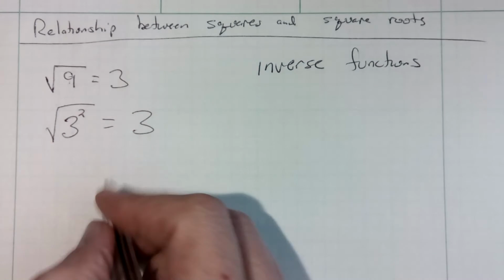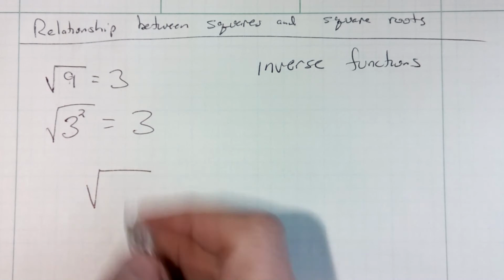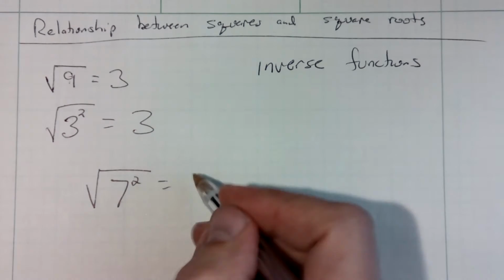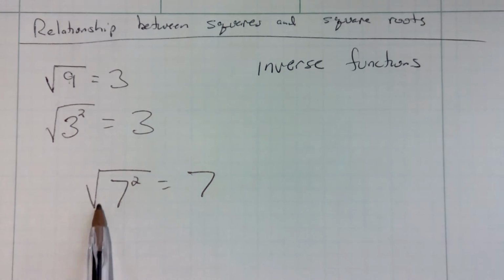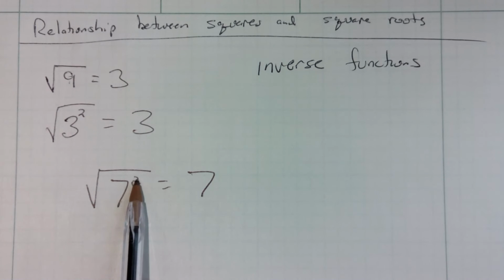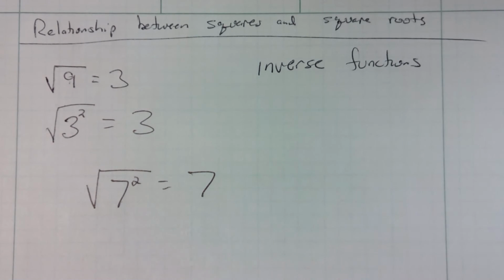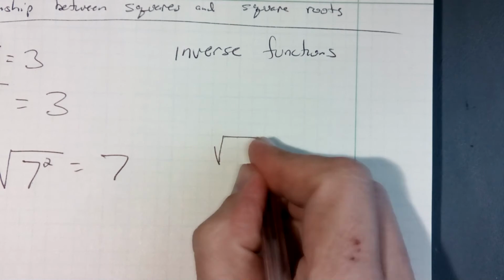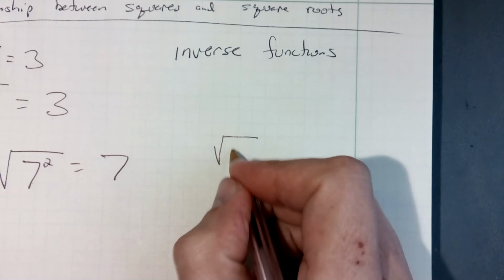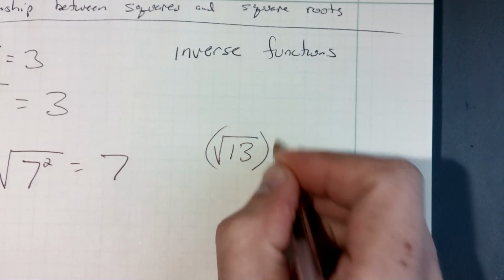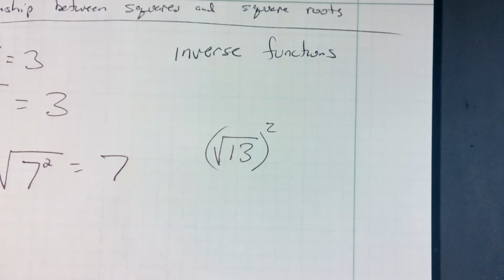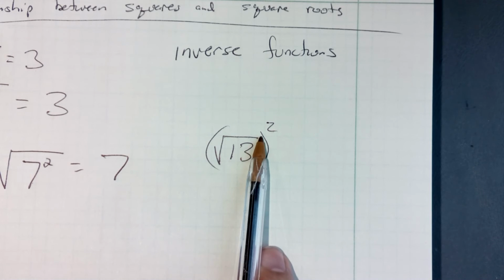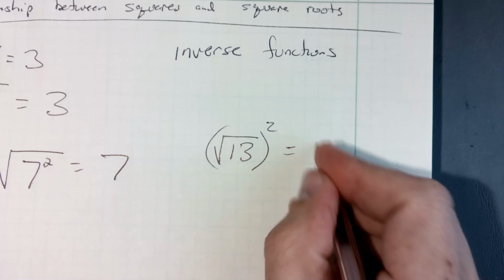So if I gave you the square root of 7 squared, I would just get 7, because the square root and the square cancel each other out. And it doesn't matter which one comes first. In other words, if I gave you the square root of 13 in parentheses and then I squared it, this square and this square root undo each other and you get 13.